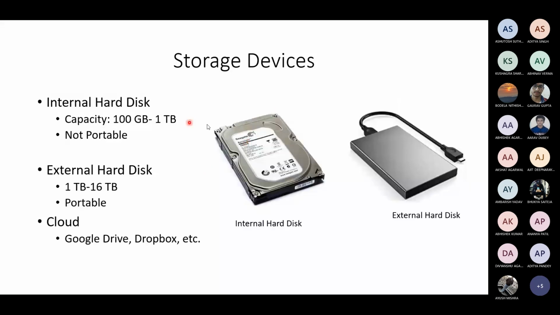You have other storage devices like the hard disk, which is internally connected to your personal computer. Its capacity varies from 100 GB to 1 TB, and it is not portable, because if you have to take it, you have to take the entire computer. Then you have the external hard disk, which is from 1 TB to 16 TB, as we all know, and it is portable and will look like this. You can store data, and if your system does not have sufficient memory, you can use an external hard disk to store the data.